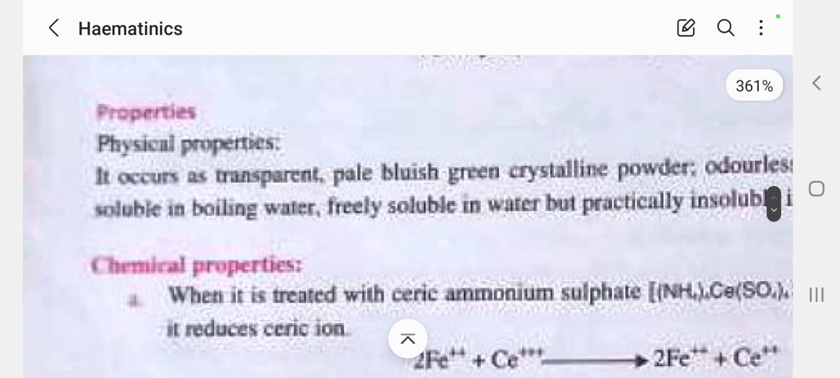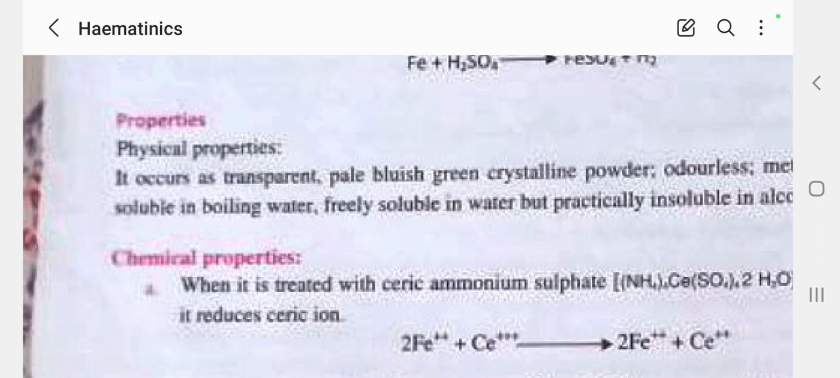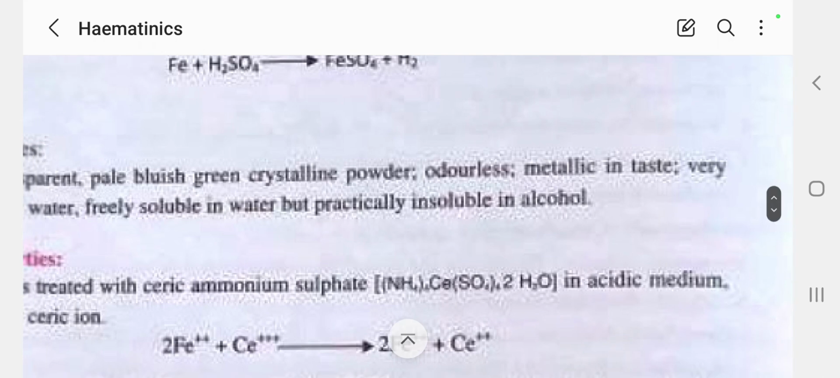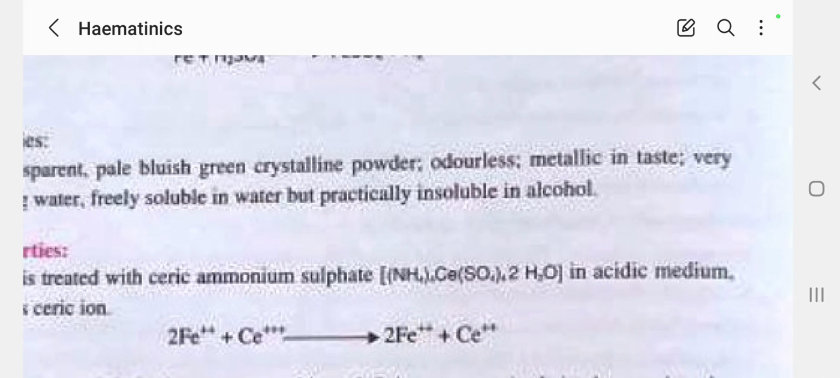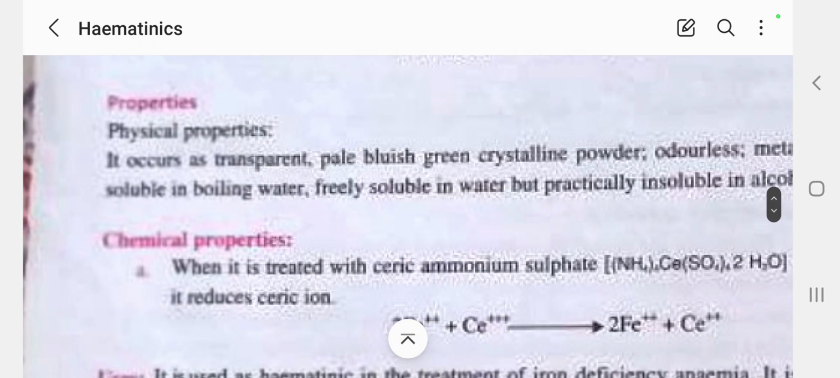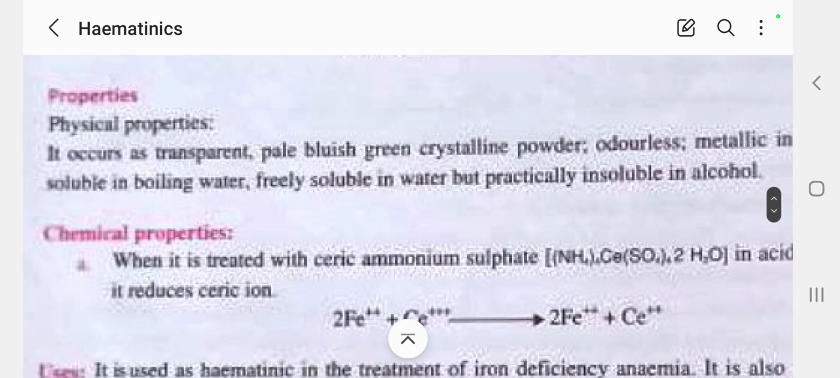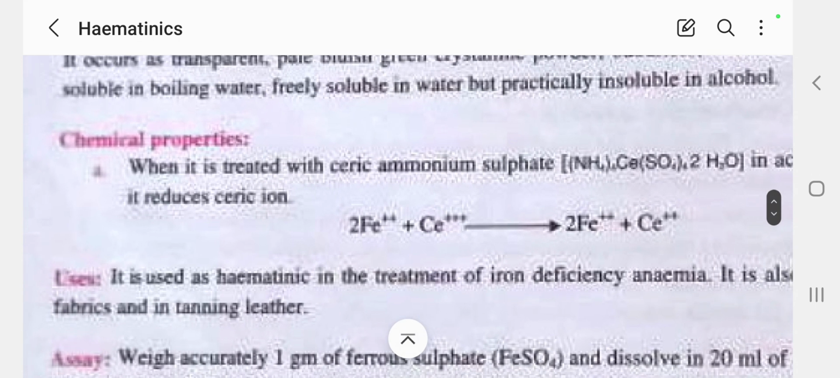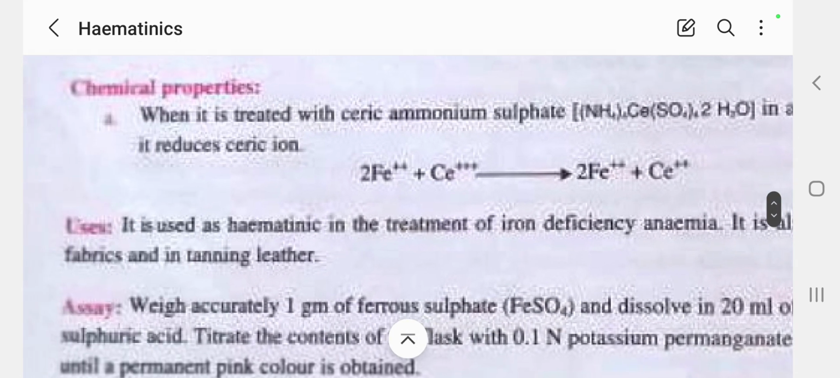Physical properties: it occurs as a transparent, pale bluish green crystalline powder, odorless, with a metallic iron taste. Why? Because if you have medication containing iron, iron being an element, we feel a metallic taste. It is very soluble in boiling water and freely soluble in water, but practically insoluble in alcohol.